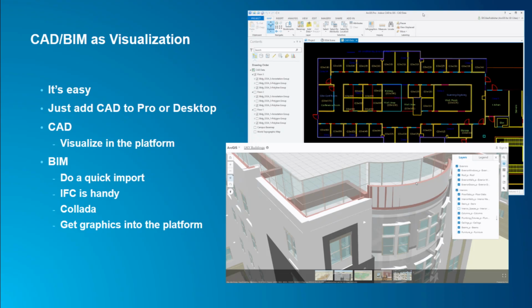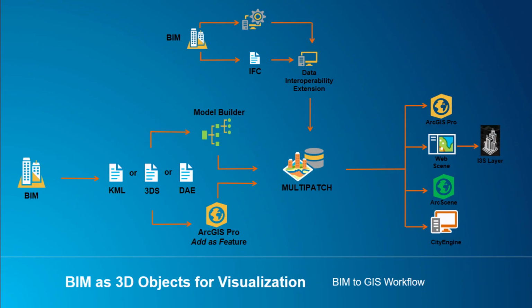BIM data, it's possible to do a quick import of just the visual components of the BIM data. The IFC specification for BIM is a really nice kind of intermediary. When you go from BIM to IFC, you can bring that directly in. And you can also use some other things like exporting BIM to multi-patches and bring that into the geodatabase as well. Basically what you're doing here is you're getting the graphic information into the platform. You can use that to build visualizations.